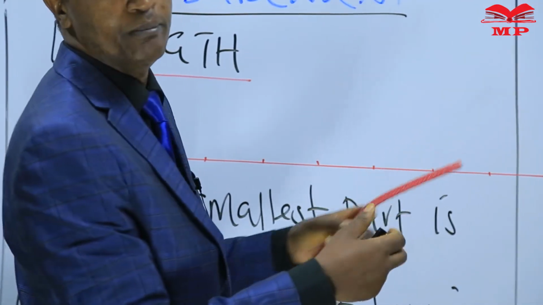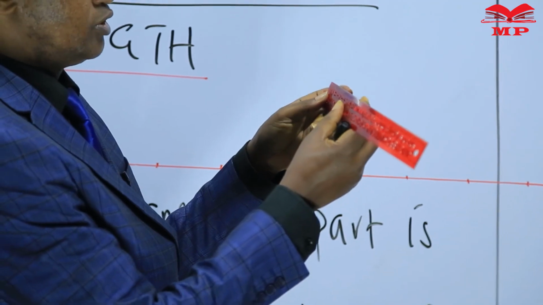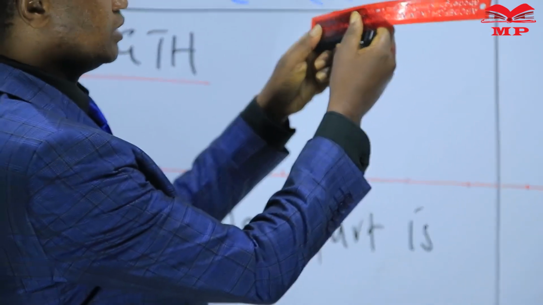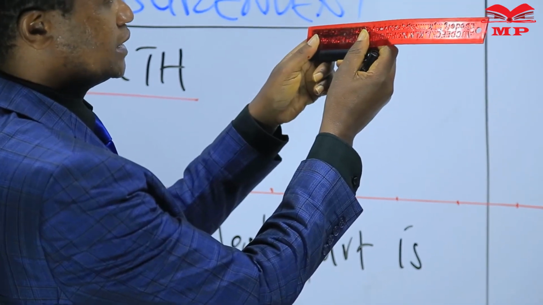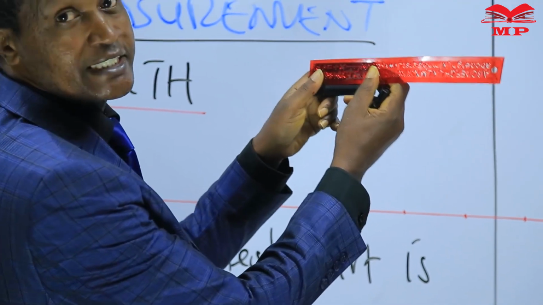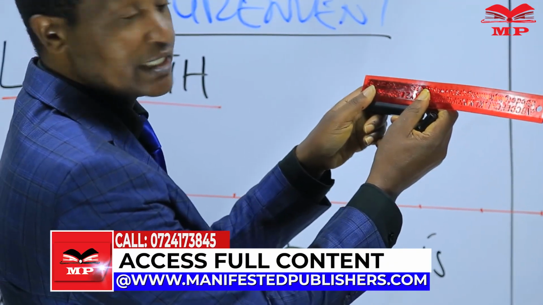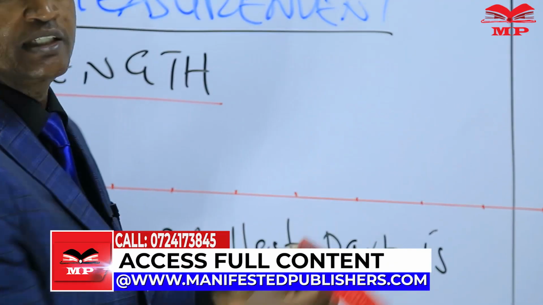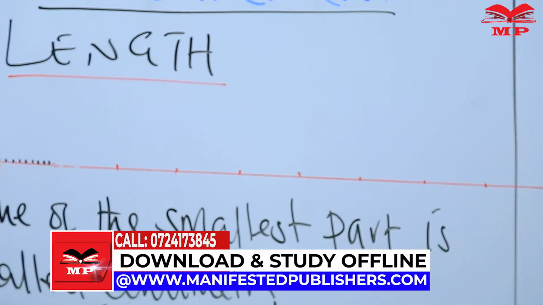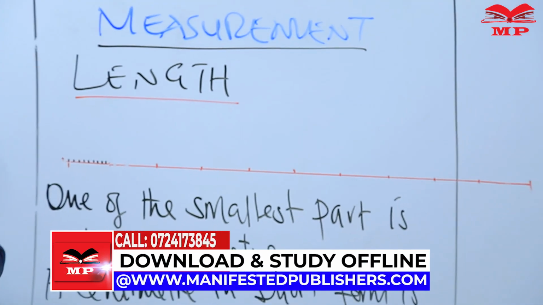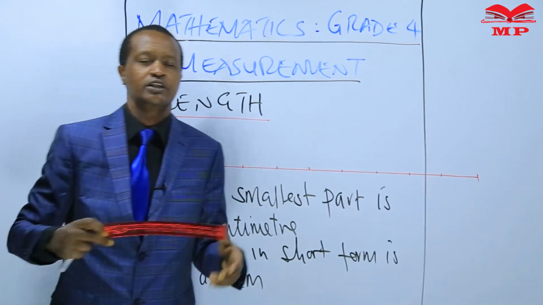Then lastly, I want to measure the length of my mobile phone. This is my mobile phone. What is the length? The mobile phone is measuring exactly 10 centimeters. So learners, that is how we measure length of objects using the ruler.